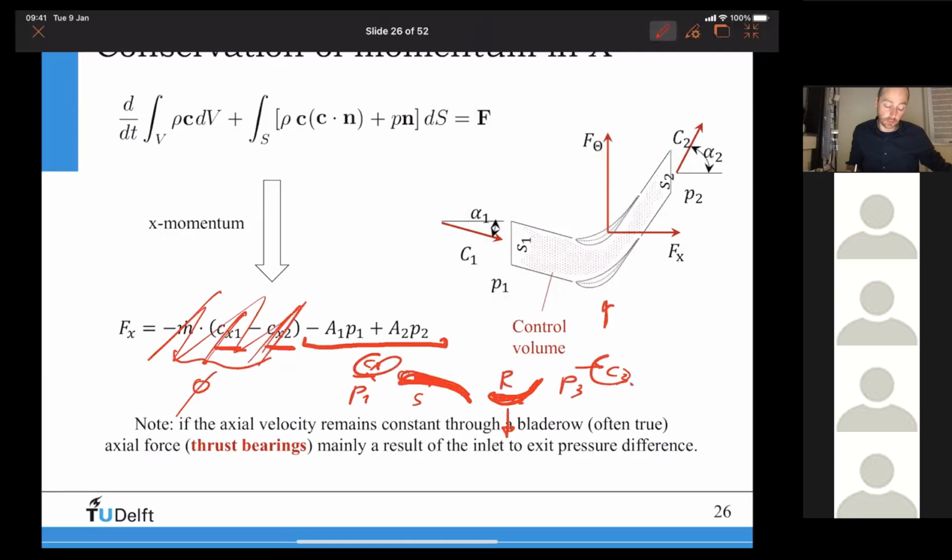Because, of course, in a turbine you expand, P1 is much higher than P2, or in a compressor the other way around, so this is the one that remains. And this can be quite substantial. The pressure difference and the area difference here can be very large. So you have very large axial forces on the stator or on the rotor, on both, right? You can have very large axial forces.